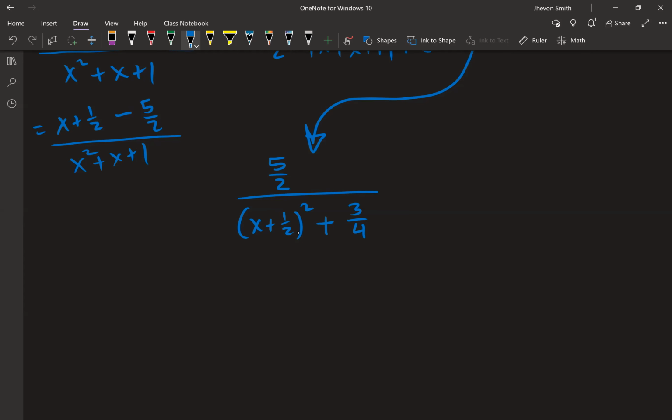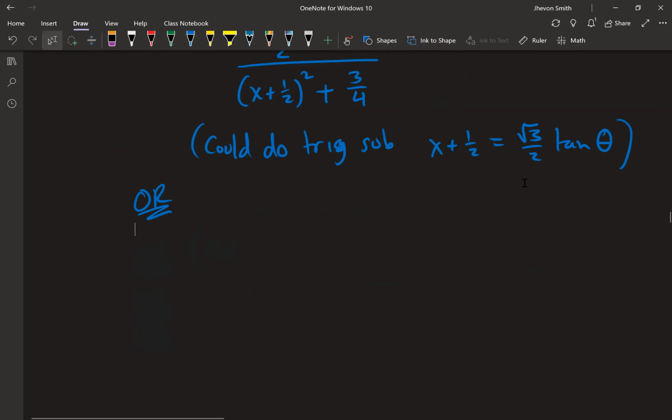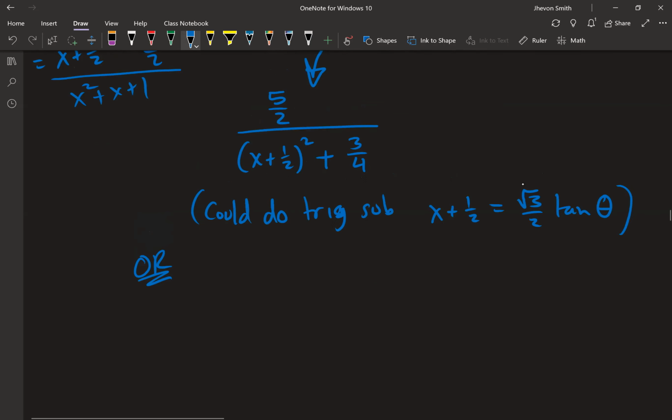And at this point, you could do a trig sub. You could set x plus a half equals radical 3 over 2 tan theta. And that would allow you to do that integral. Or you can just do a little algebraic simplification. So you could realize that, well, I can factor out a 3/4, I can factor out a 5 over 2, and I can factor out a 3/4 from the denominator.